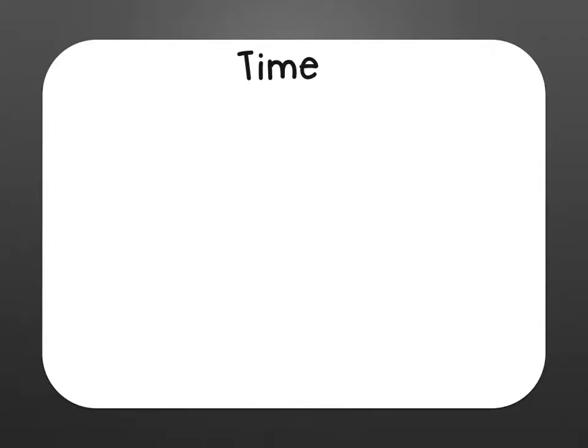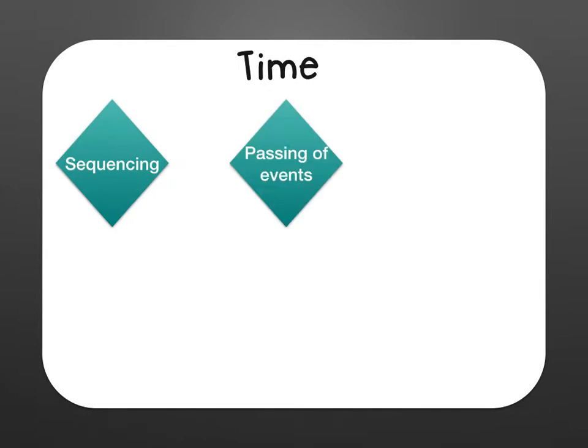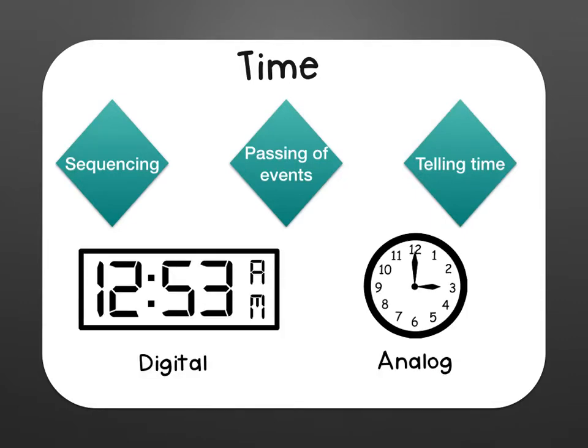Time is an important concept that every learner needs to grasp for academic work and to be able to succeed in the real world. Not knowing how to tell time or not being able to understand the different components of time can be detrimental. Young children are first introduced to time in the form of sequencing and passing of events in the simplest of manners. Then they go on to learn how to tell the time on both digital and analog clocks.